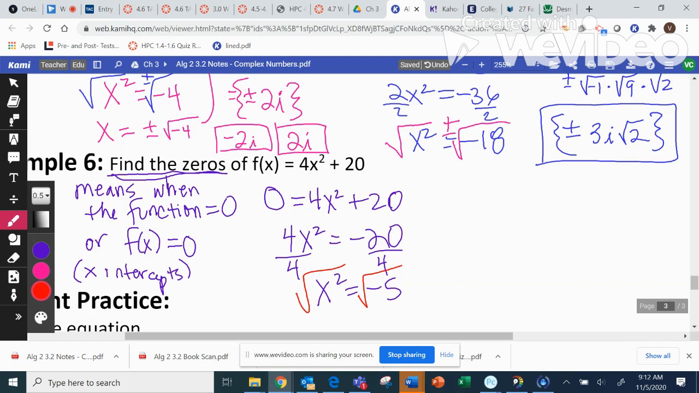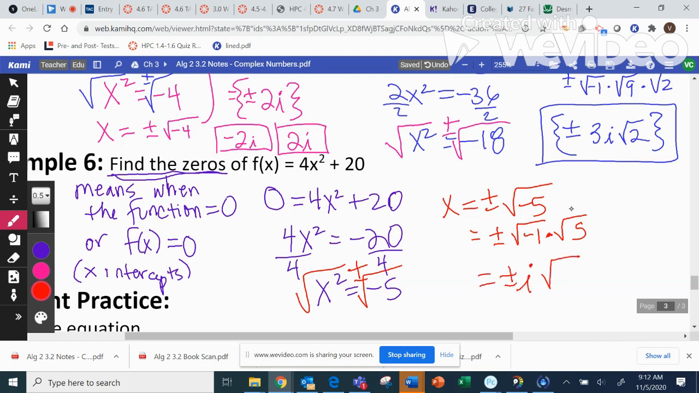What do I have to put when I put in a plus minus? Sorry, I said the answer. What do I have to put when I put in a square root? I need to put in a plus minus, or you're going to get half of your answers wrong. There's 2 of them. So now I'm going to have x equals plus minus square root negative 5. I'm going to break that down to plus minus square root negative 1 times square root 5. So I get plus minus i square root 5 as my 2 answers.